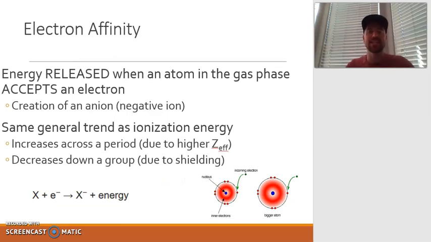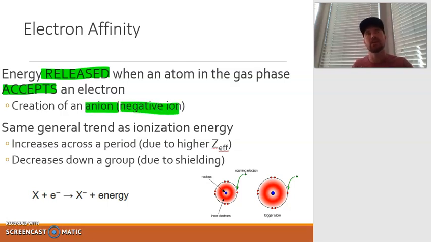All right, the last trend is electron affinity. Now, by definition, this trend is the opposite of ionization energy. Let's read the definition together. Electron affinity is defined as the energy released when an atom in the gas phase accepts an electron. So where ionization energy required energy, this is energy released. And why? Because we are accepting an electron, not getting rid of one. So we are creating an anion, which is a negative ion.